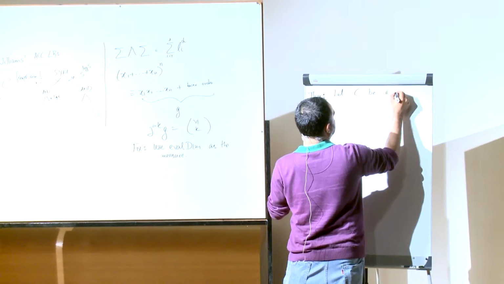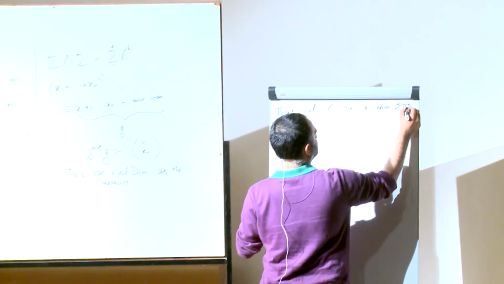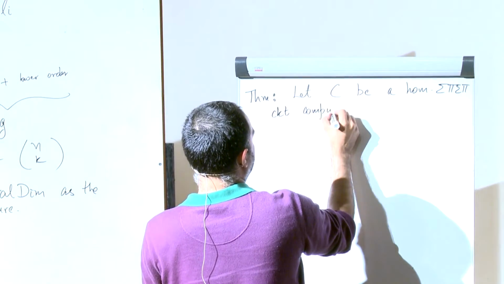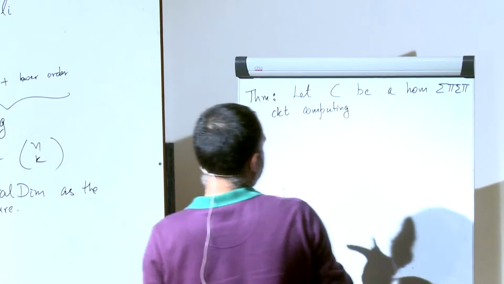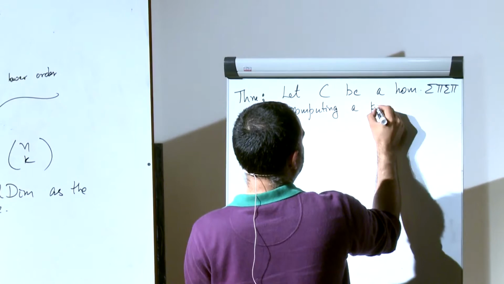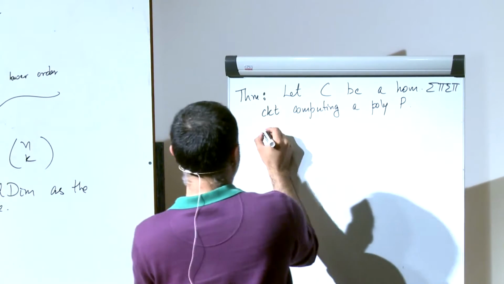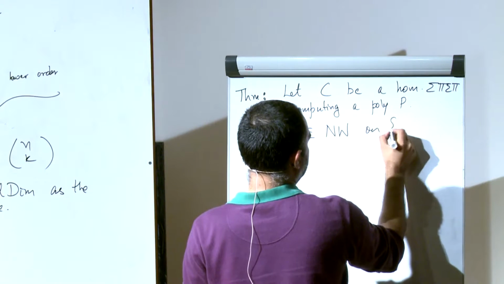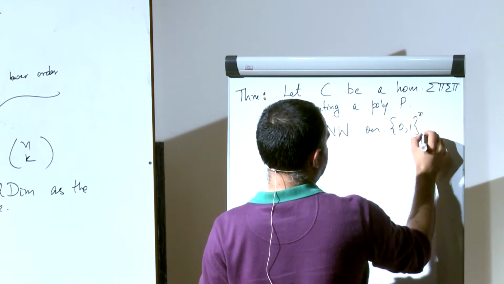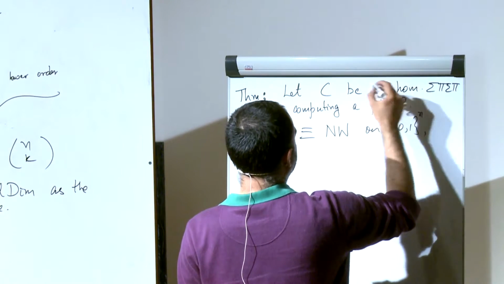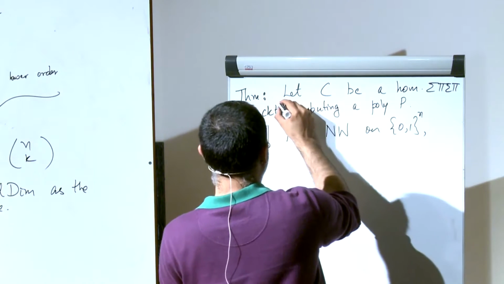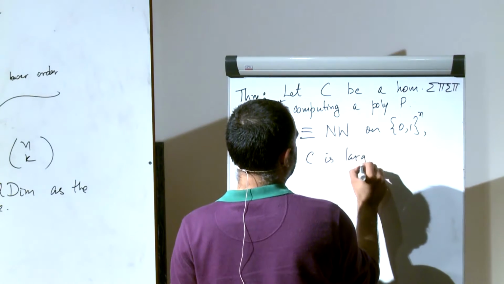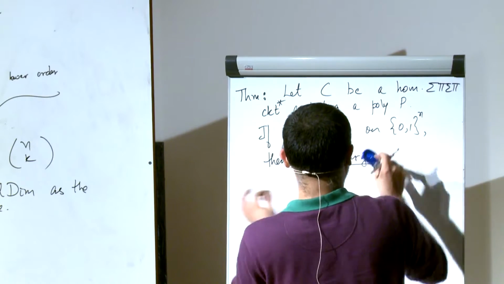Let C be a homogeneous sigma pi circuit computing a polynomial P. If P agrees with NW on {0,1}^n, then C is large. I mean, rather C is big.